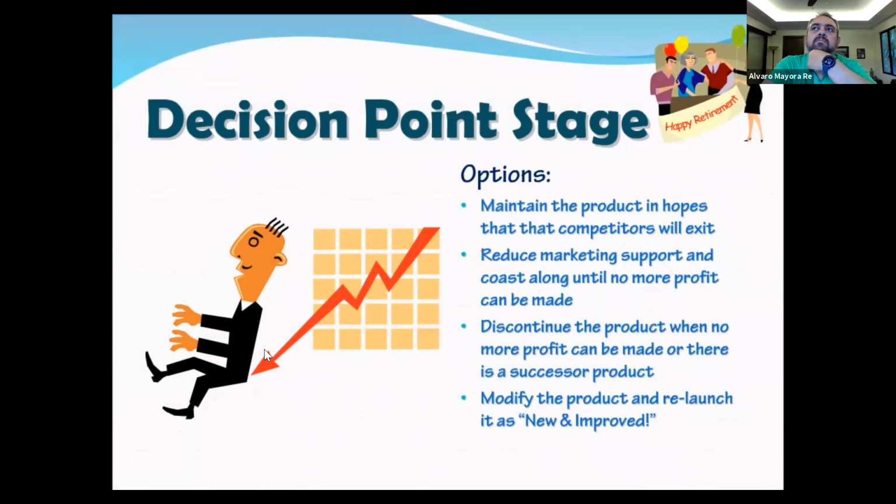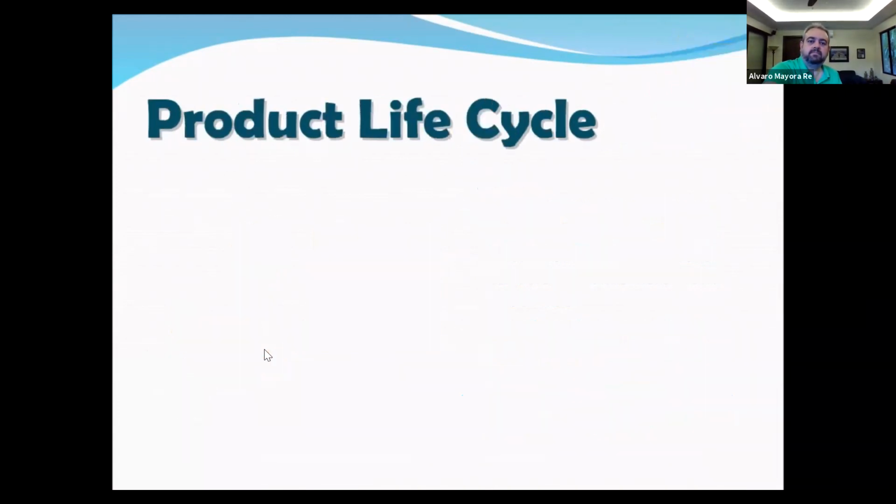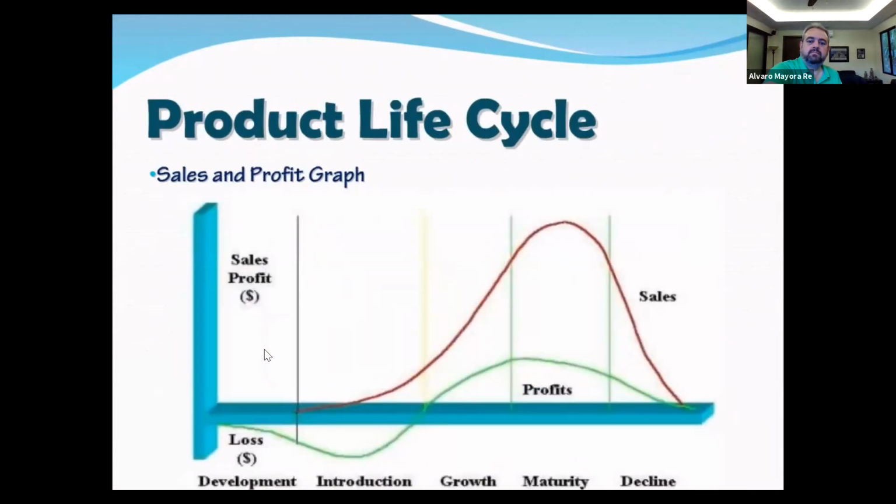Coast along until there's no more profit, right? So you can't make anything else. You've reduced all of your costs associated with it, and therefore you're just waiting out the days until that time comes. Three, discontinue the product. Stop producing it. Stop making it, right? If there's no profit that can be made, then it might be time to just end it. Or four, you could modify it. You could try and modify the product in terms of redesigning it, adding new colors to it, new packaging, relaunch it as new and improved, or maybe you do change the product in itself in some way and make it really new and improved. So there's one of four options that you can really look to do.